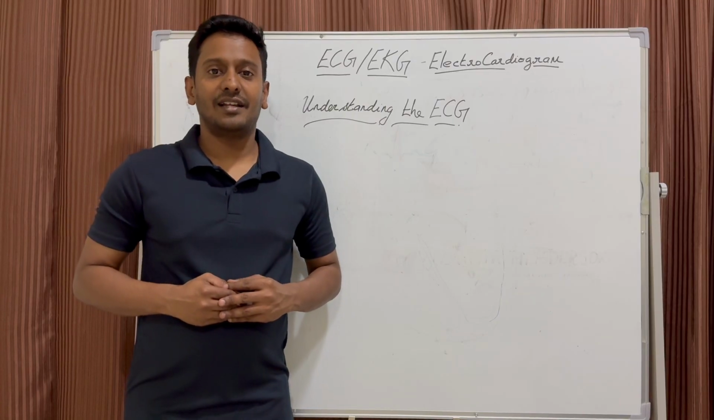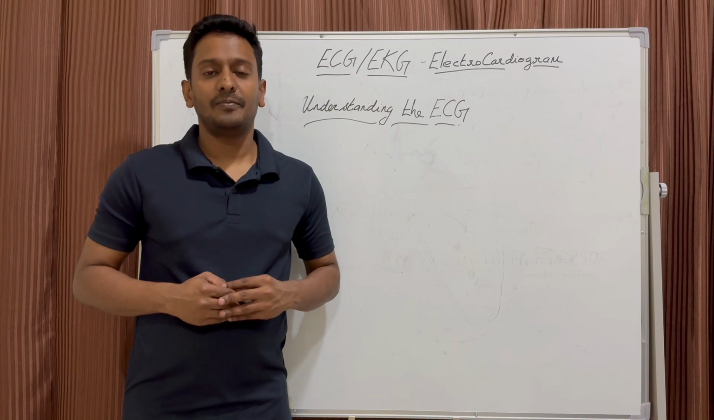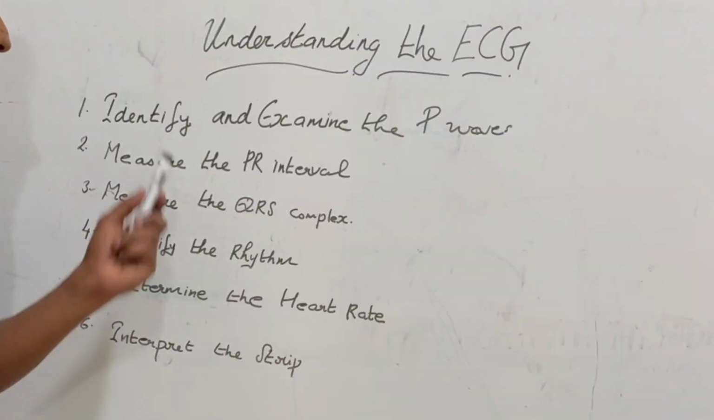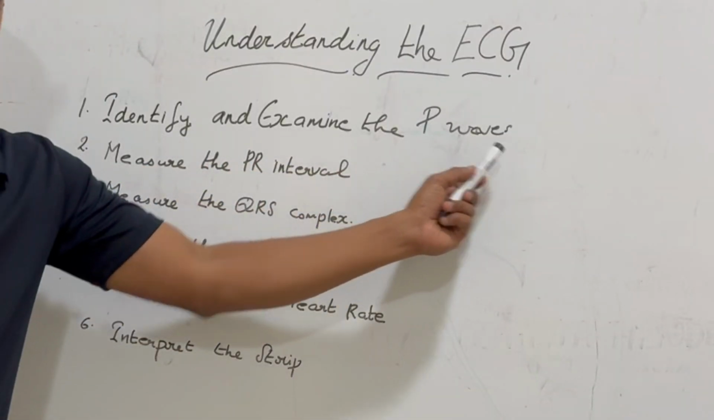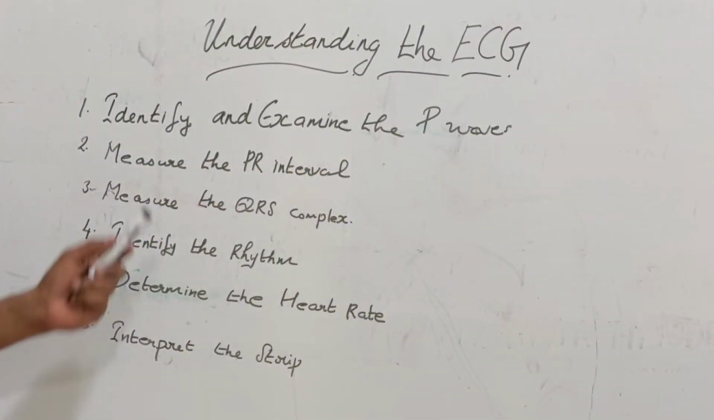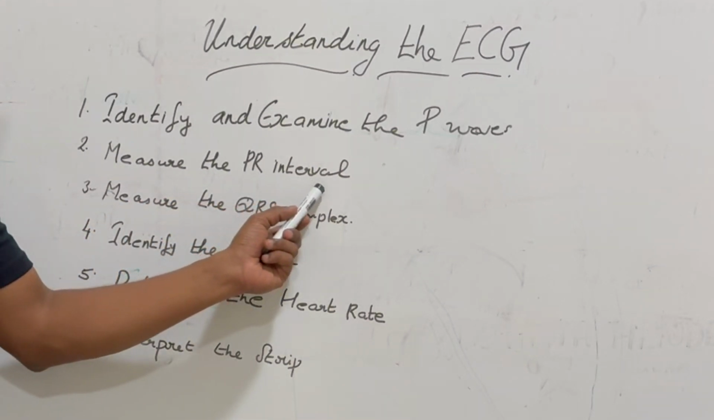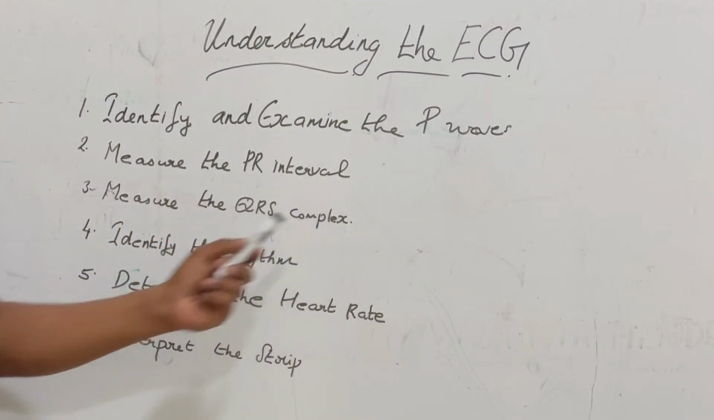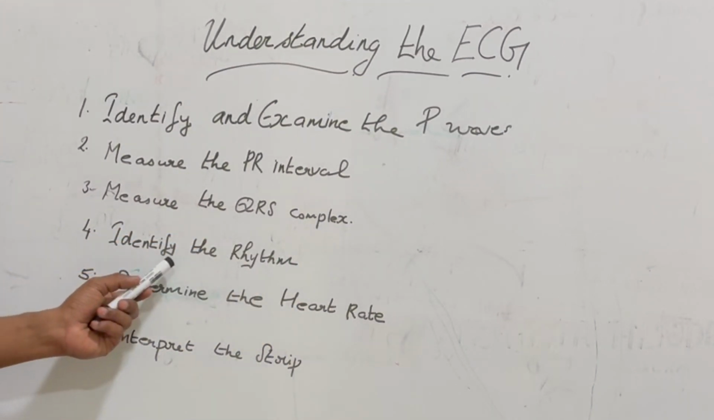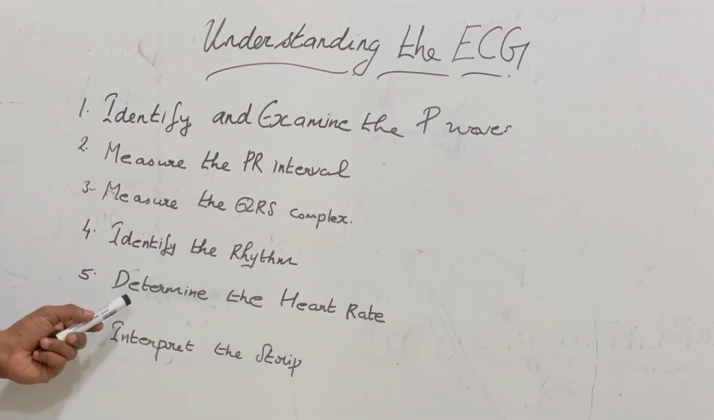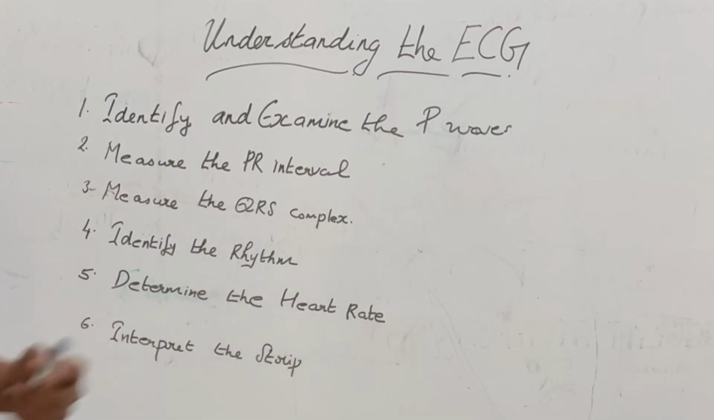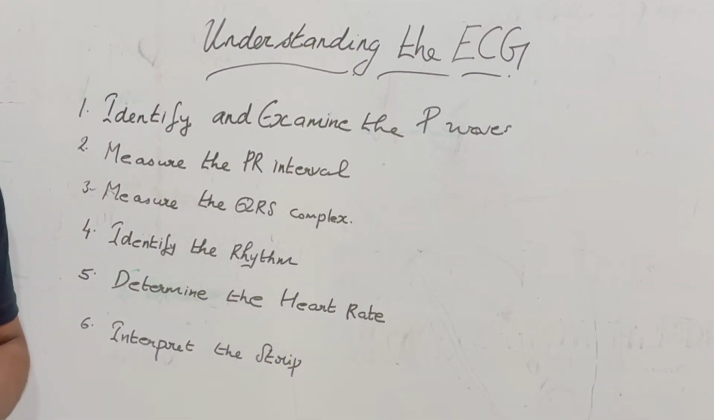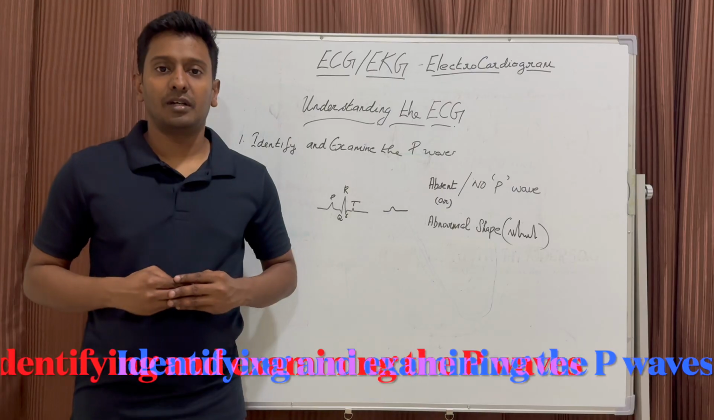Now let's understand the ECG. For that, we will use 6 steps. First one, identify and examine the P waves. Second one, measuring the PR interval. Third one, measure the QRS complex. Fourth one, identify the rhythm. Fifth one, determine the heart rate. Sixth one, interpret the strip. So let's go one by one.